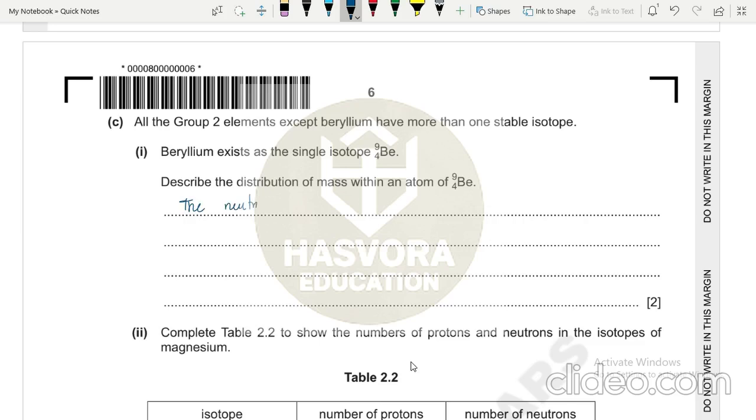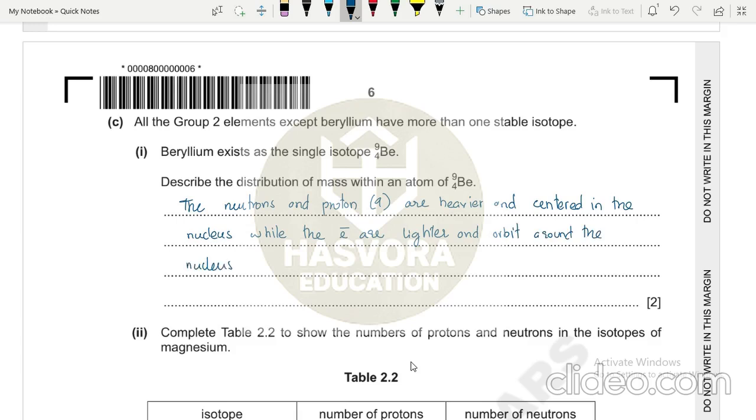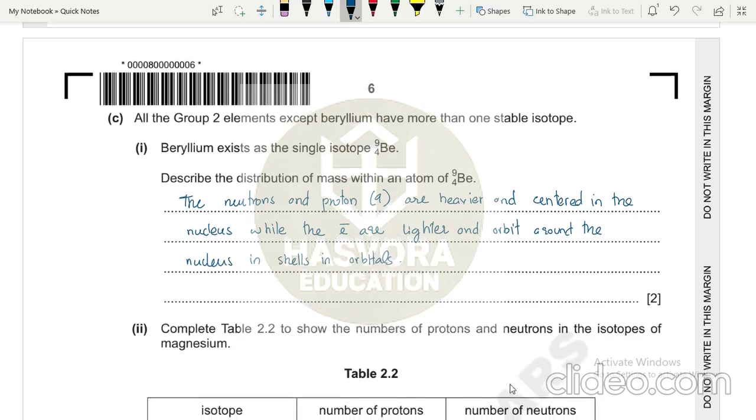the neutrons and protons, which combine to make 9 in number, are heavier and centered in the nucleus, while the electrons are lighter and orbit around the nucleus in shells, in orbitals. Okay, so this will be the answer.